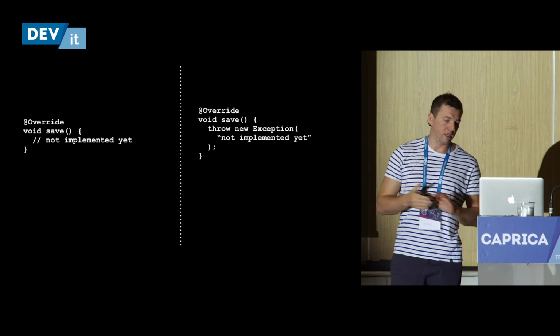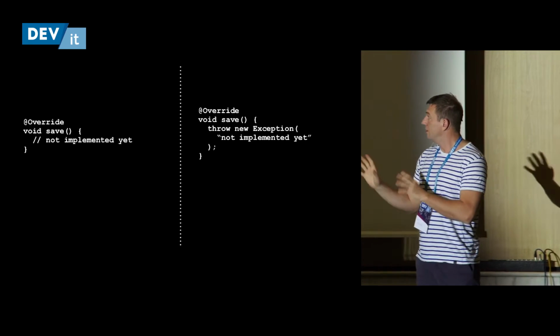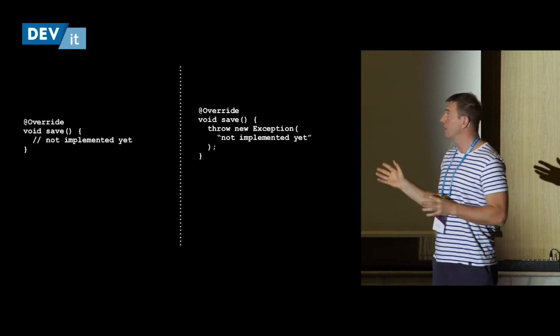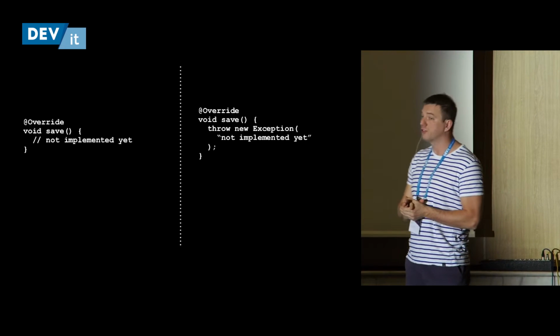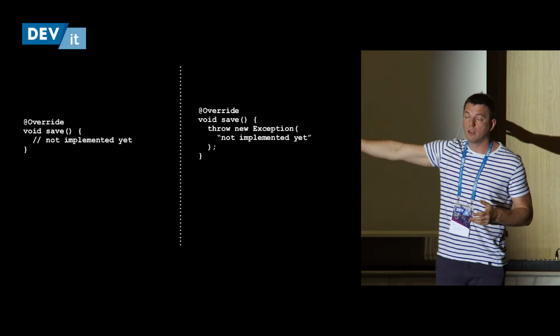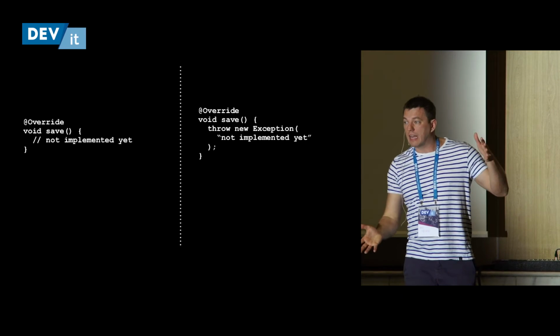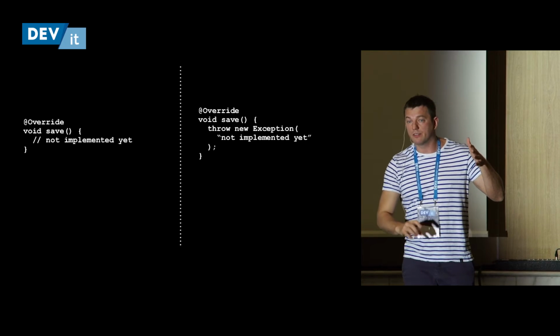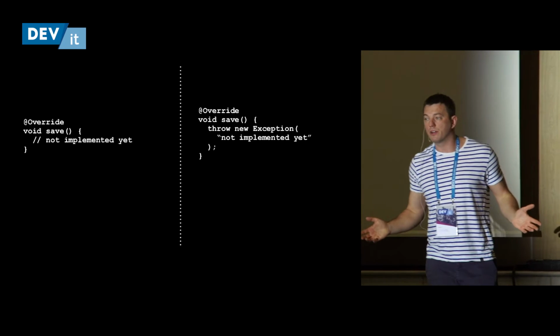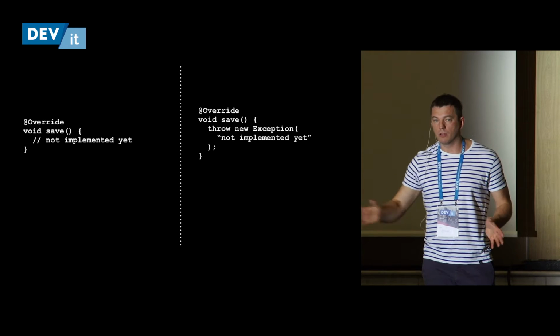Good. Example number 4. This is again Java, but in other languages which have interfaces, or it's not only about interfaces. Let's say we have a method save, and the method save is not implemented yet. So I just created a class, I put some methods in there, and there's method save which is supposed to be there, but I don't know how to implement it so far. So I'll do it later, maybe tomorrow. I don't have time today.